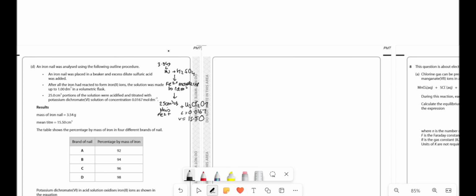Now the question told us that it's 3.54 grams in the iron nail, and we've just worked out the mass of the Fe. So you do 3.4665 over 3.54 times 100, and let's see what we get. So that is 97.9, which is roughly 98. Therefore, it is D.